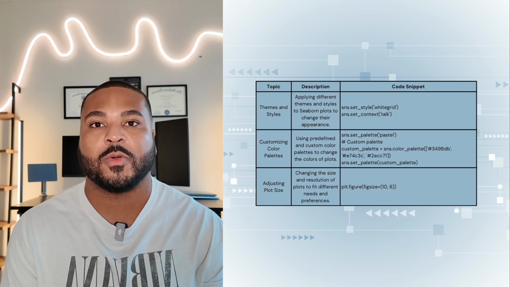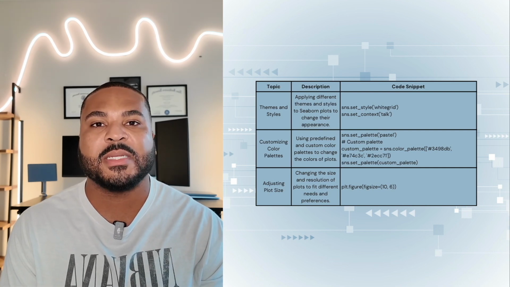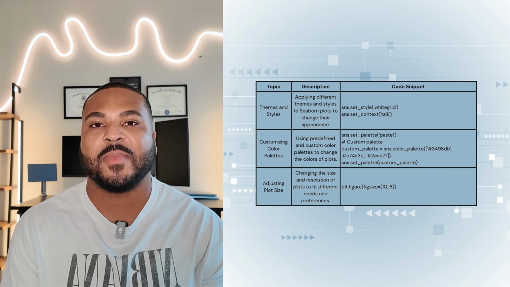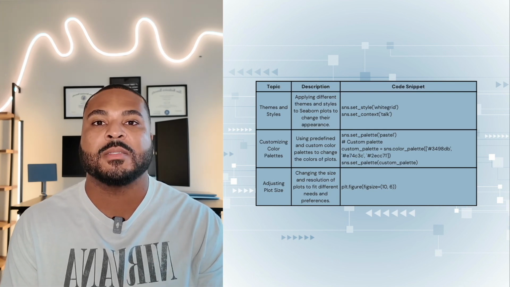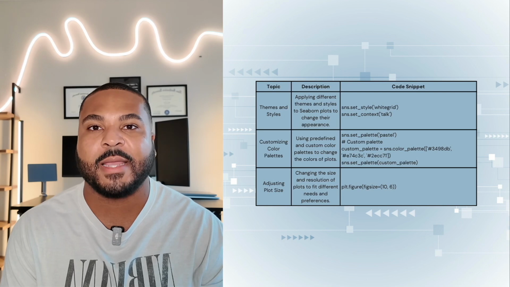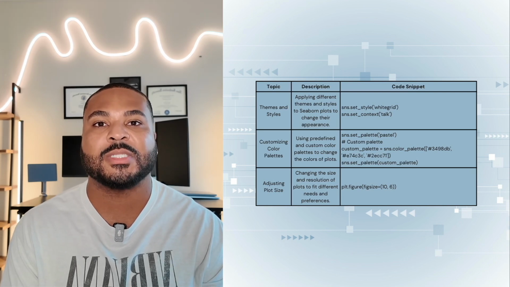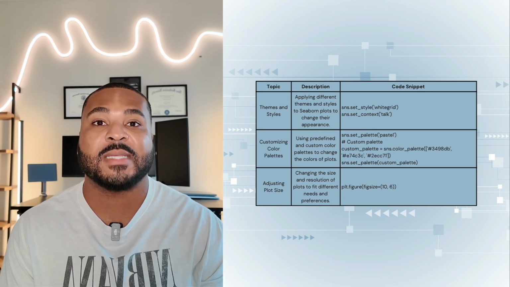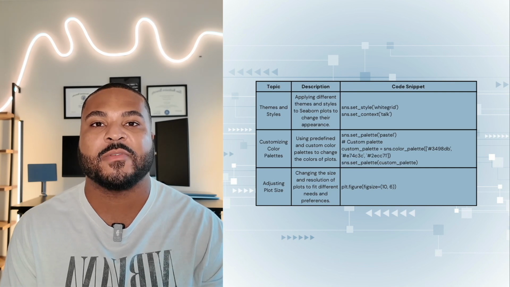Colors play a critical role in data visualization, helping to differentiate data points and making plots more engaging. Seaborn provides several predefined color palettes that you can use to change the colors of your plots. For example, you can use the pastel palette for softer colors.